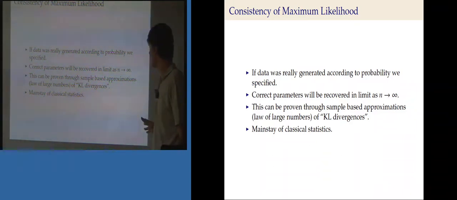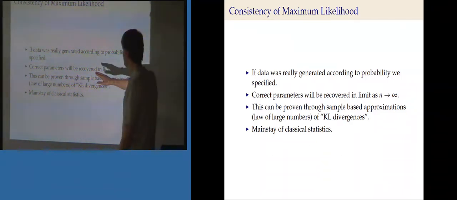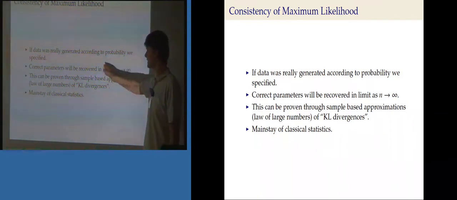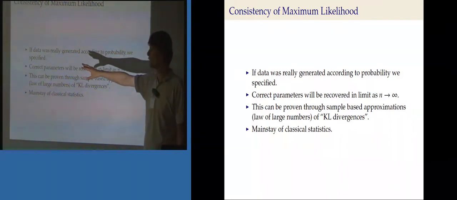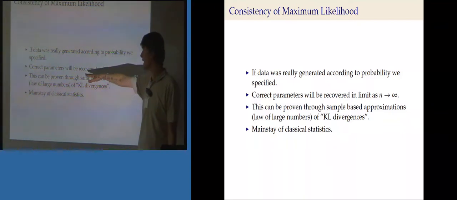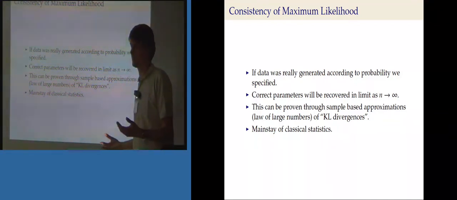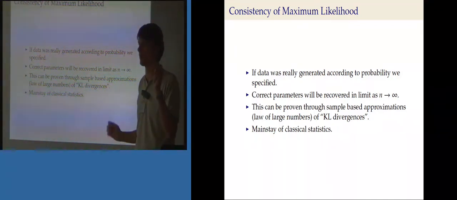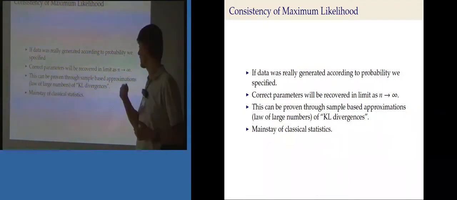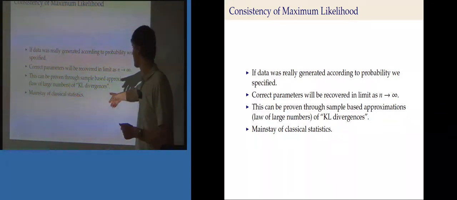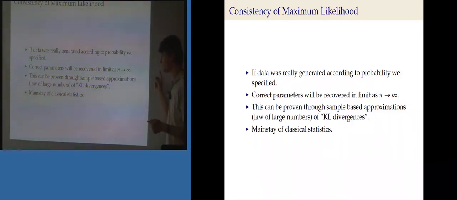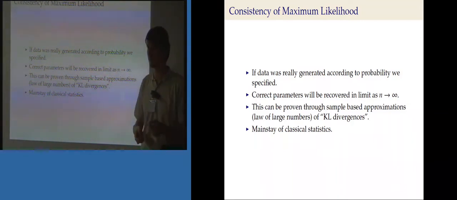And what we know about it is that if the data was really generated according to the probability we specified, then we could show this thing's consistent, that the correct parameters would be recovered in the limit as n goes to infinity. So if someone really generated the data set by taking a linear model with a parameter m and a parameter c, and added Gaussian noise to each sample, you can show that as the number of samples goes to infinity, you will recover the correct parameters.